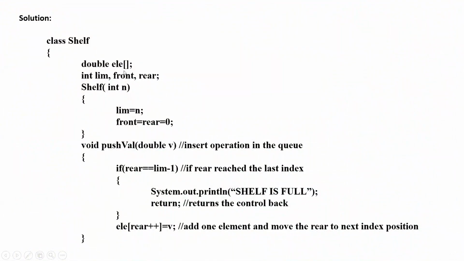So class Shelf, double ELE, the array, limit, then front and rear, then we have the constructor. And push_val: what I'm doing, see here, if rear equals limit minus 1, that is, it reaches the last index, it will print shelf is full and return, only return over here, no return value. Otherwise, rear is incremented and the value is stored. Now here we have used post-increment, instead of pre-increment. Here is post-increment: first the data will be stored at element ELE at rear, and then rear will increment to the next index position.